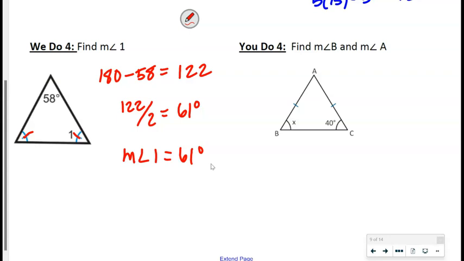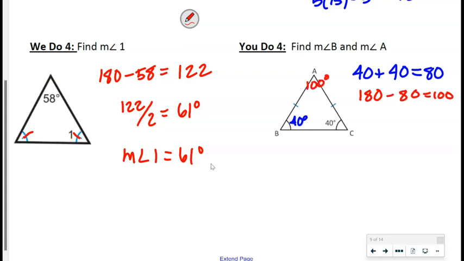All right, this one's a little different too, right? So the first thing we know is that this is also 40, right? So if those two angles are 40, 40 plus 40 equals 80. And so to find that top angle, we're going to do 180 minus 80, and that's going to be 100. So this angle up here is going to be 100 degrees. So the measure of angle A is 100 degrees, and the measure of angle B is equal to 40 degrees.